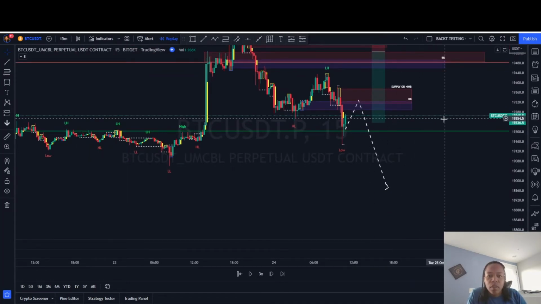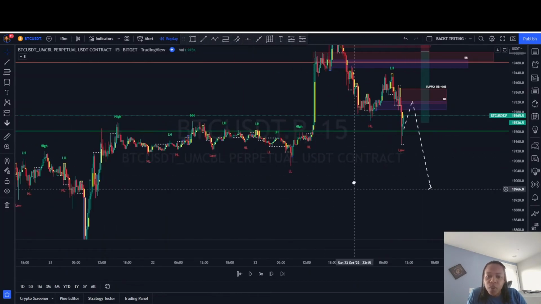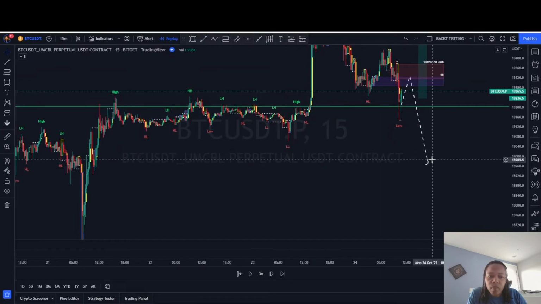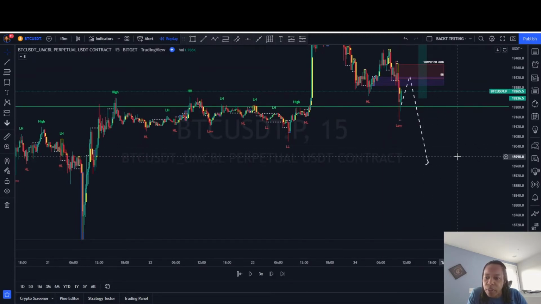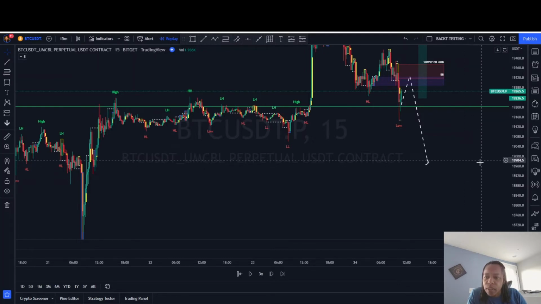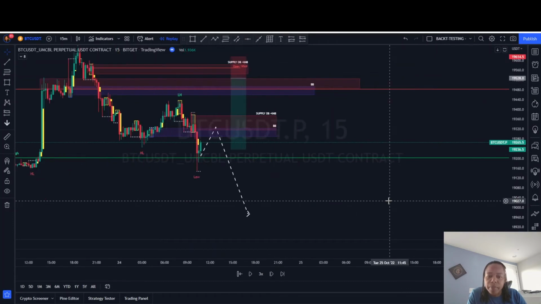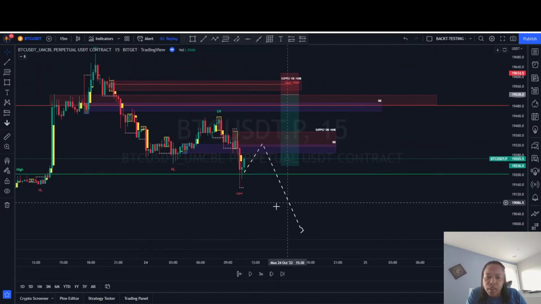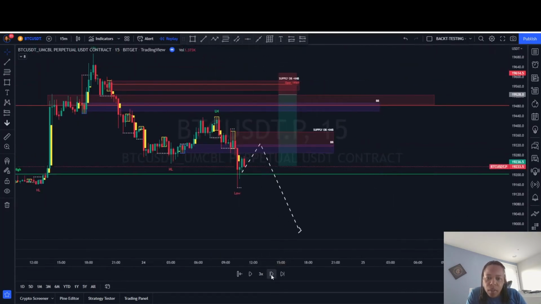All right. And then it got rejected off of this level. So what would our target be if we were to enter into this thing? There's a nice juicy imbalance down here, and there's this level right here. So let's see. Okay, let's continue to see what price does.